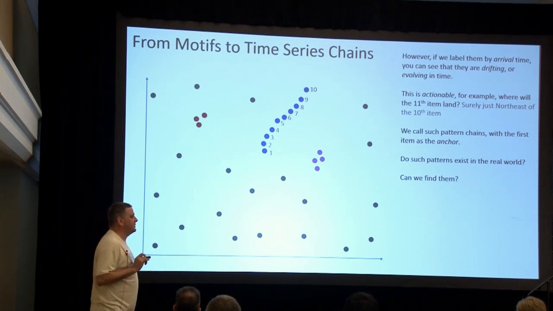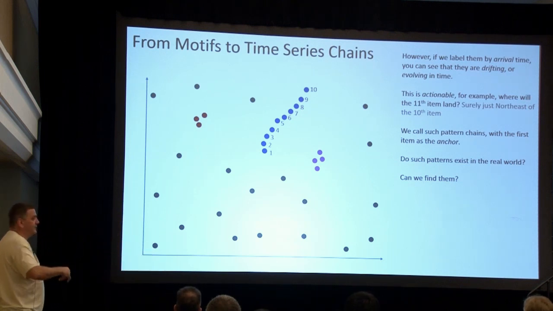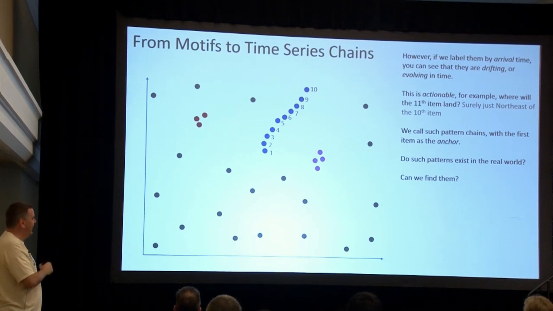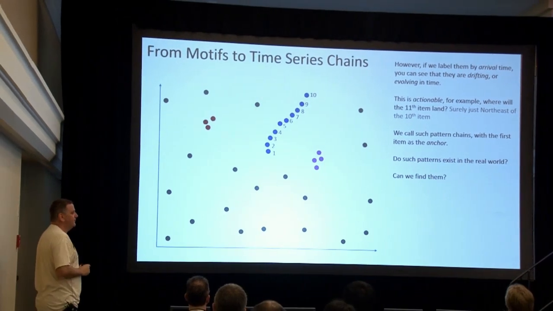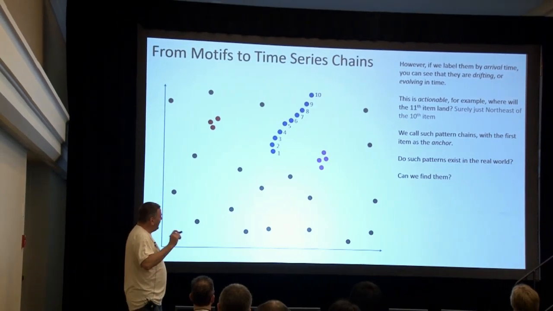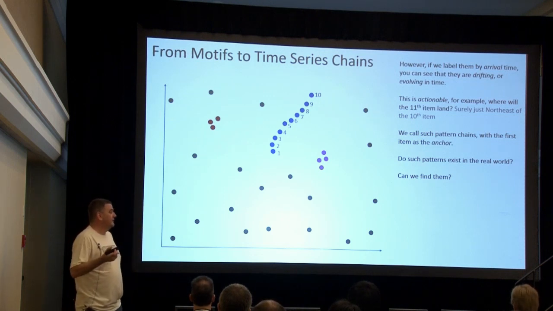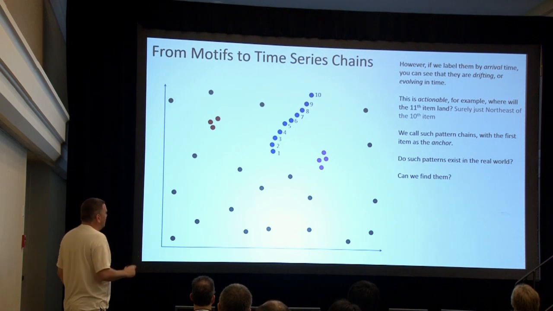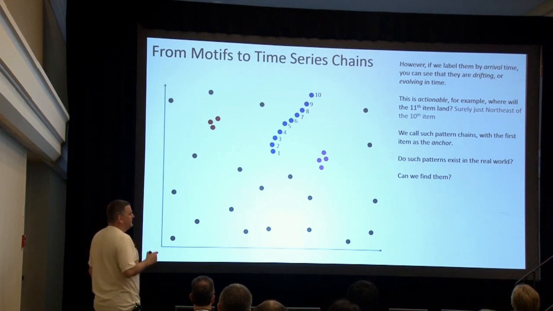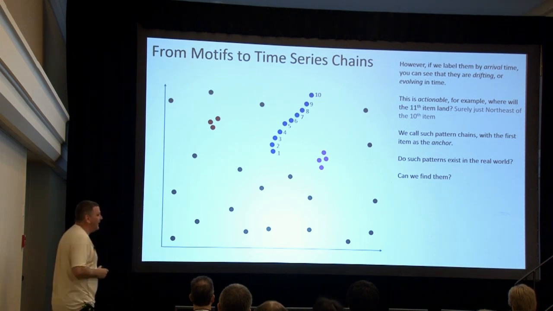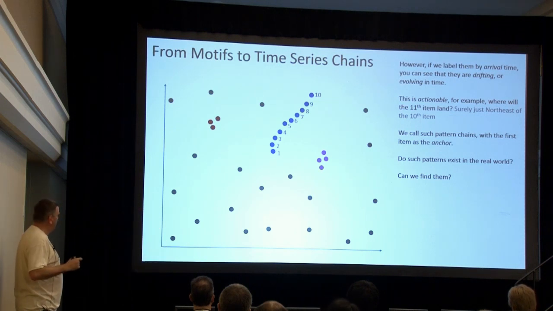I guess I have two questions: do these things actually exist in the real world, or is it a synthetic theoretical construct? And the second question is, can you find them? Let me answer the second question first, because the answer is yes. The matrix profile lets you find these things very trivially. So the second part is easily solved. The first part is, do they exist in the real world? And the cool thing is, once you understand this, you find these things everywhere. Let's see some examples.